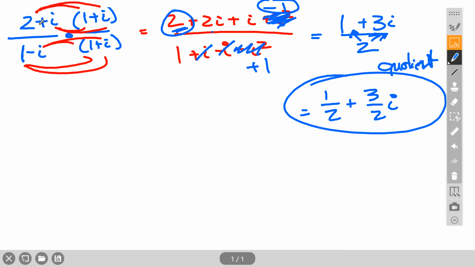I have a complex number 2 plus i. I divided by a complex number 1 minus i. My quotient was also a complex number, 1/2 plus 3 over 2i.